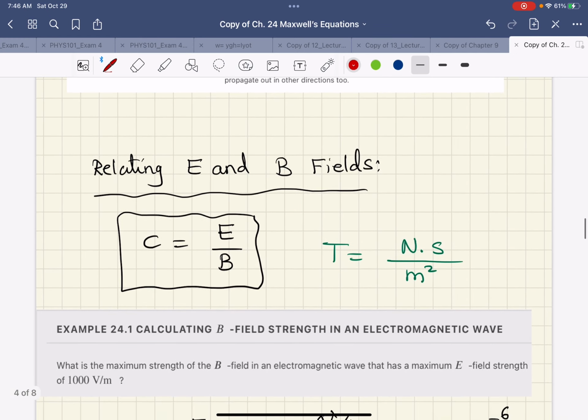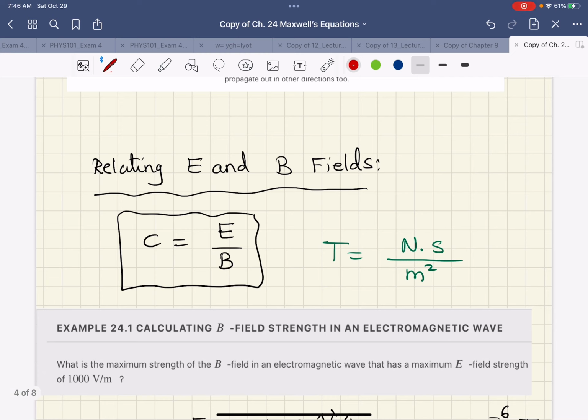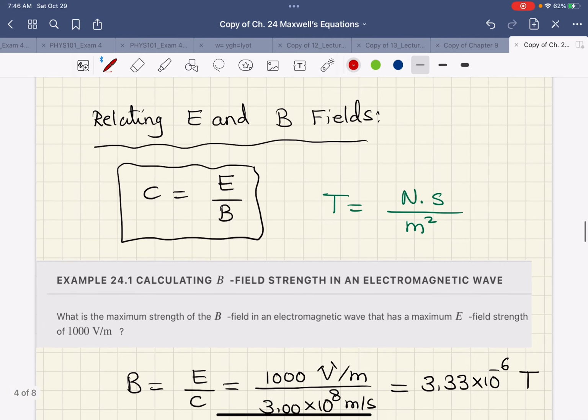We can have a relation for an electromagnetic wave between E, the electric field, and B, the magnetic field, by saying C is E divided by B. Again, this one is the speed of light.